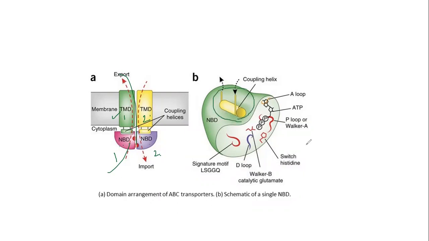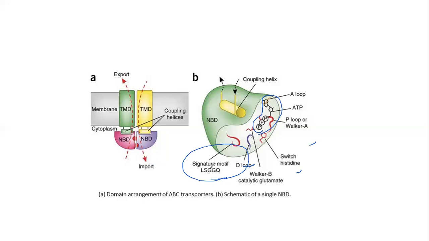Okay. Now what do you see inside? Where does your ATP come and bind? So we say nucleotide binding domain, but where does the ATP actually bind? Okay. So this is the arrangement they have shown. So this is your ATP. Now, these are the other motifs which help in the proper binding of the ATP. Now, again, what you need to remember here is the signature motif LSGGQ. Again, these are the amino acids, correct?